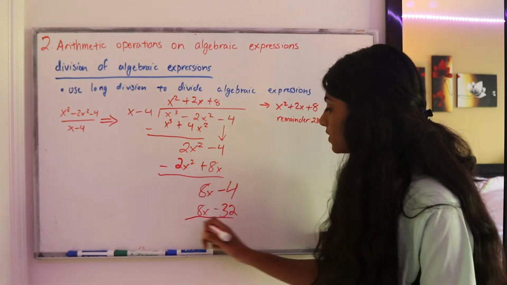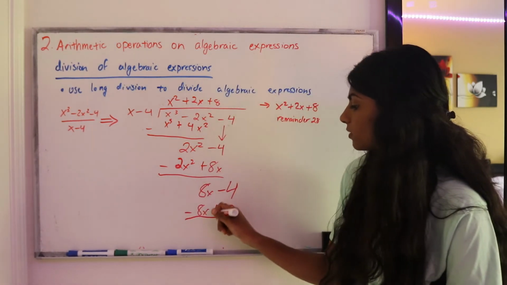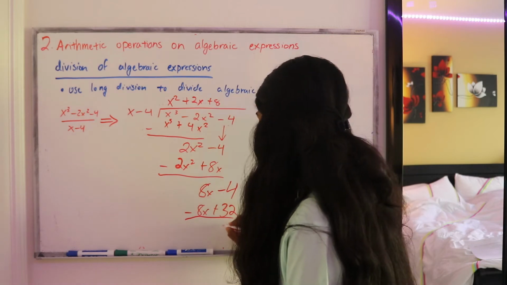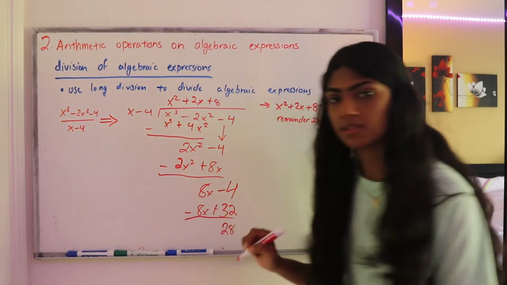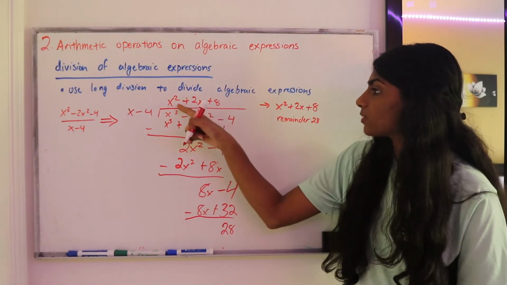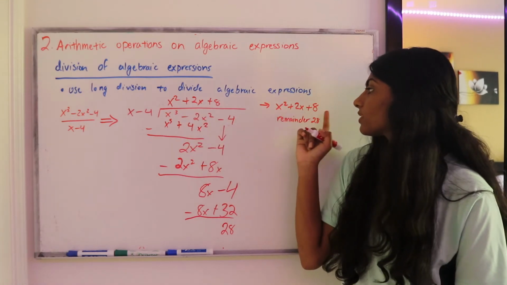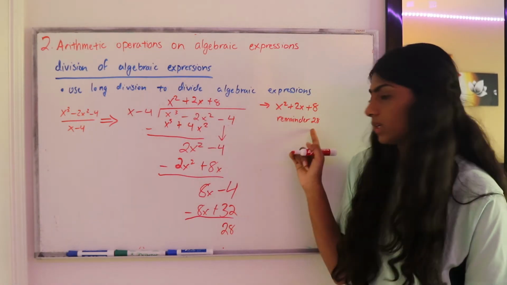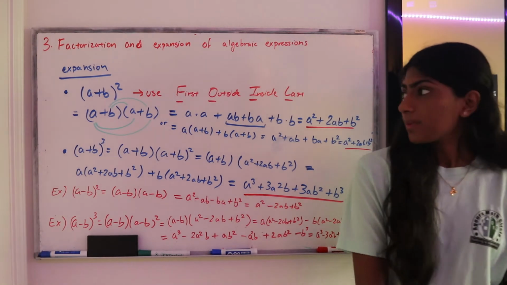And then when we do this, it turns plus, and what we get is a remainder of 28. So our answer is going to be this expression right here, x squared plus 2x plus 8, and we have a remainder of 28. So next let's look at expansion.